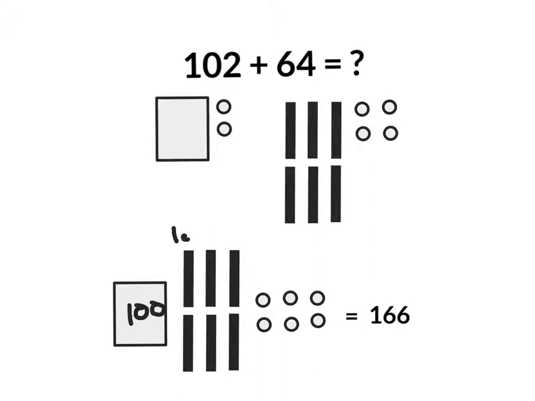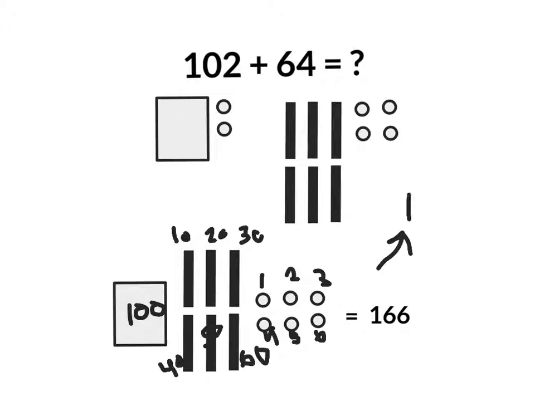So if we write out all the numbers, this square is 100. And there is 10, 20, 30, 40, 50, 60, because of 6 bars. Each one equals 10. And you want to count out all the little dots. So you got 1, 2, 3, 4, 5, 6. So if you want to look at it as an equation, the equation, which I'm going to put right here, is 100 plus 60 plus 6, which equals 166.